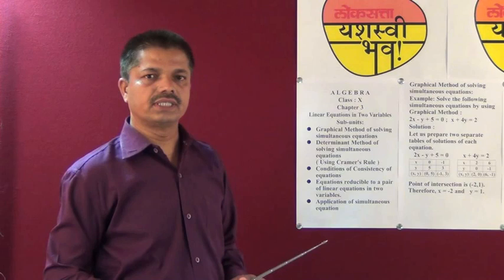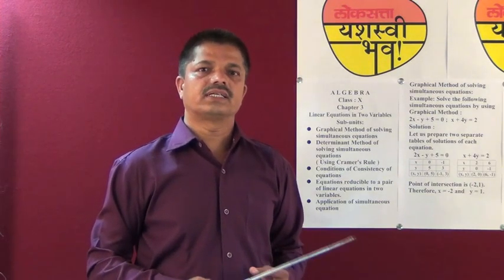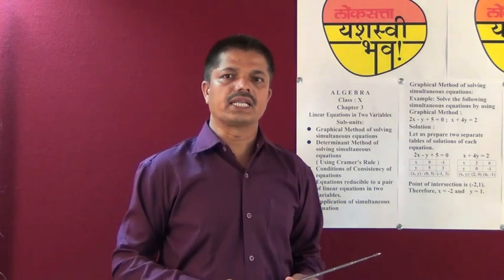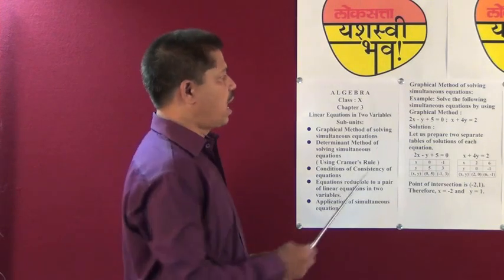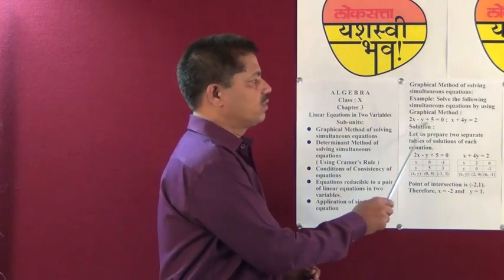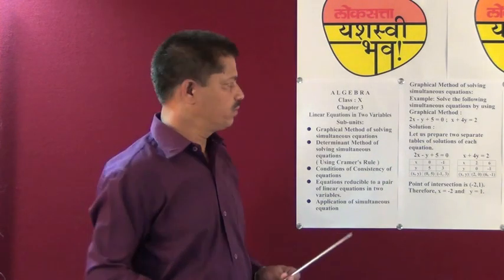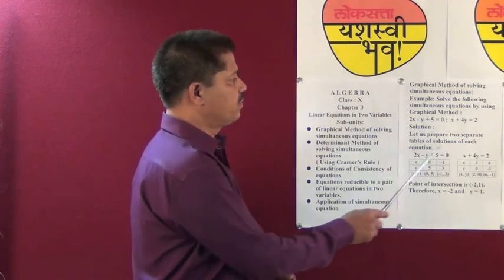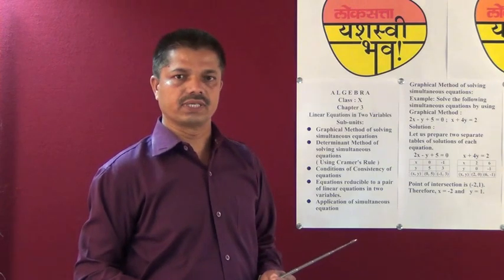Last year you studied that a linear equation in one variable and two variables represents a line on a graph. You have studied how to draw a line when a linear equation in two variables is given. For that we prepare a table. Now in this table we have taken two solutions of each equation.